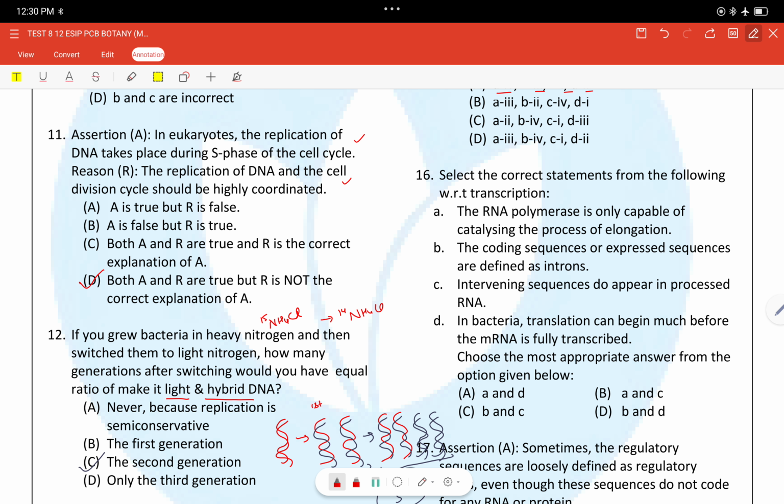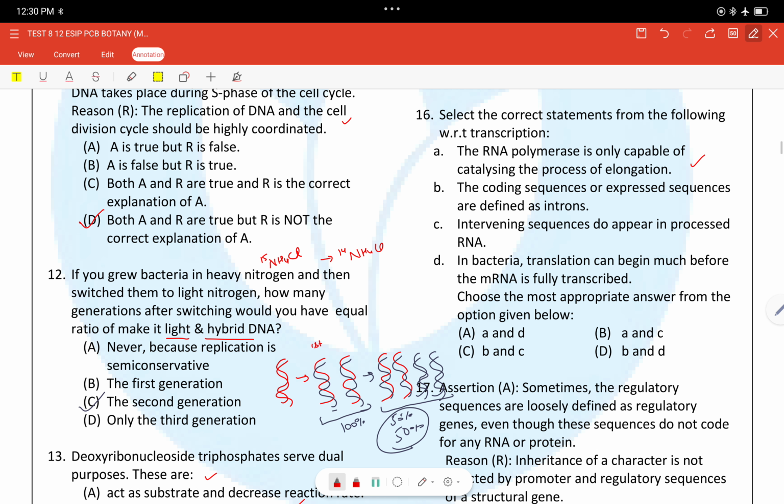Select the correct statement from the following with respect to transcription. The RNA polymerase is only capable of catalyzing the process of elongation. That is correct. If you consider prokaryotes, then RNA polymerase alone can only catalyze the process of elongation. The coding sequences or expressed sequences are defined as introns. Introns are intervening segments, they are not expressed sequences. Expressed sequences are exons. So this statement is incorrect. Intervening sequences do appear in processed RNA.